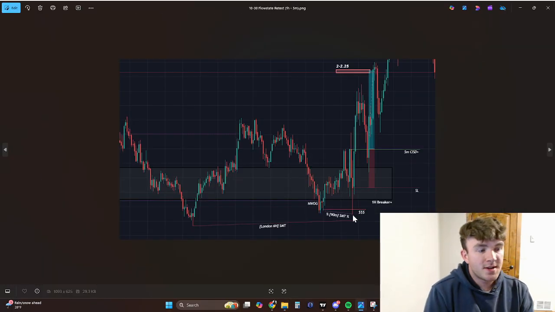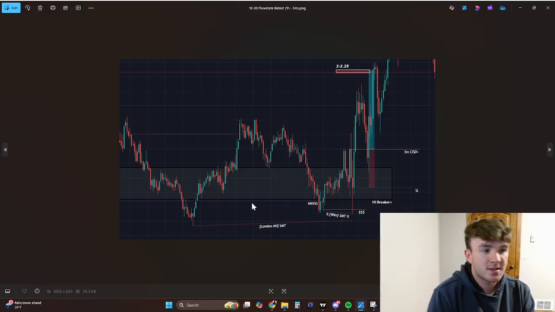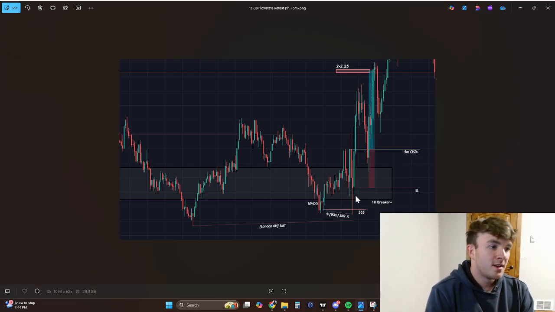Obviously, if you wanted a higher time frame trade, you could have taken this, where we got stacked SMTs, a sweep, 5 minute change in state. We retested it, then we went higher. I would have just used this for bias.